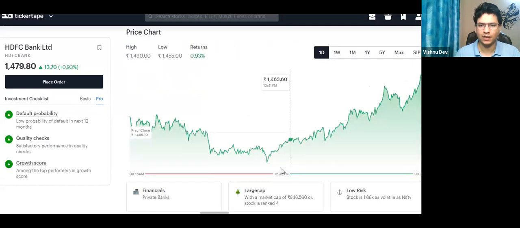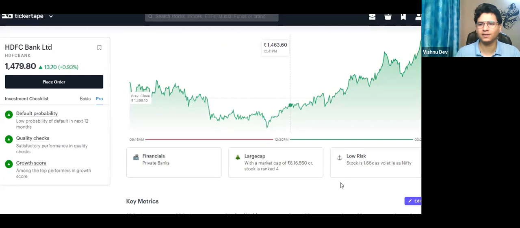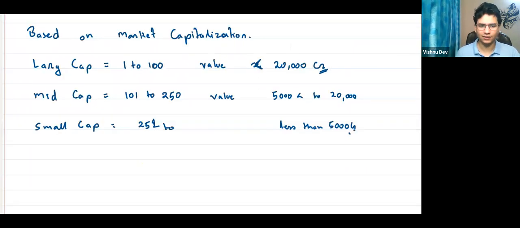Yeah, see, it is ranked 4th. HDFC is ranked 4th. HDFC Bank. Okay, so I guess all of you understood this. Right? Okay. Chalo. So this is about the market capitalization.